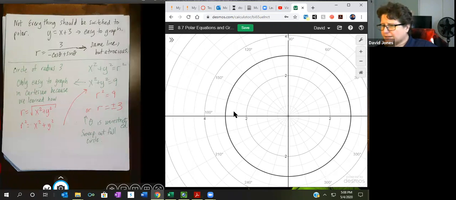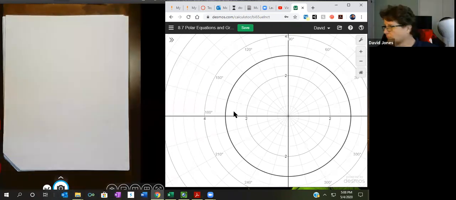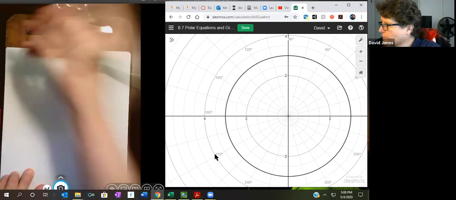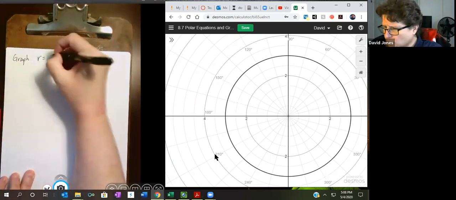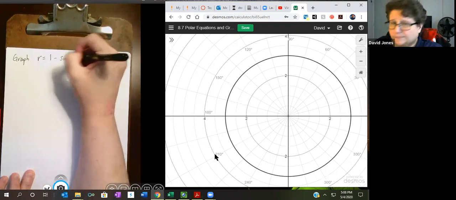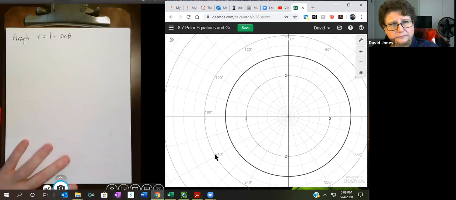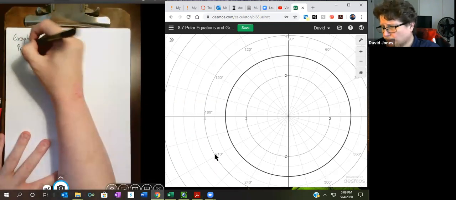Let's take a look at graphing something a little more challenging. Graph R equals 1 minus sine theta. We're going to do this without Desmos. Pro tip, make a table.